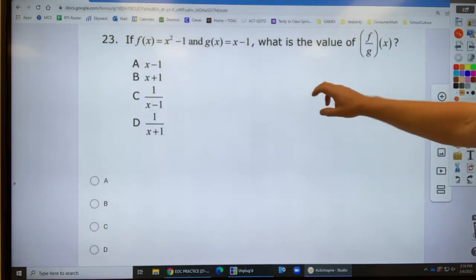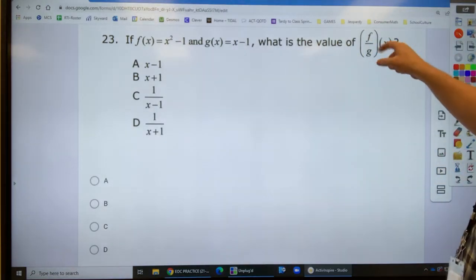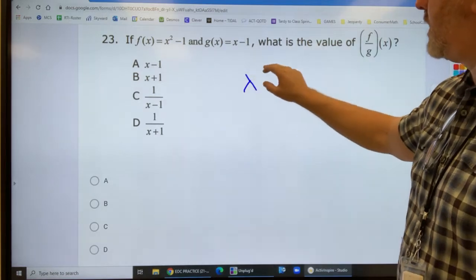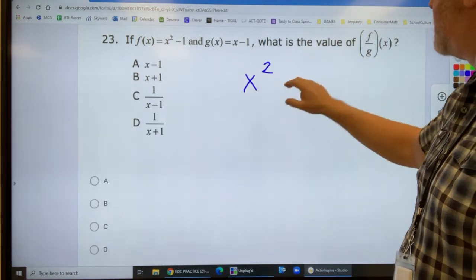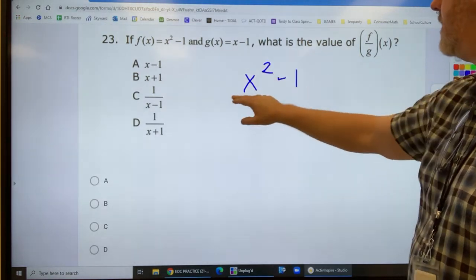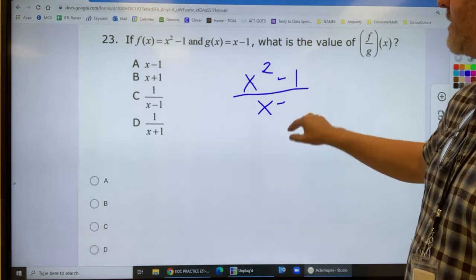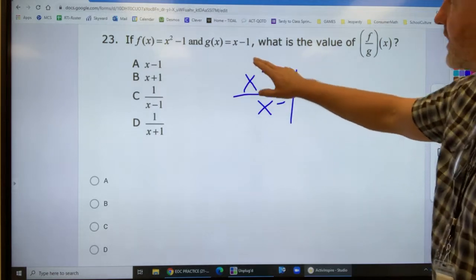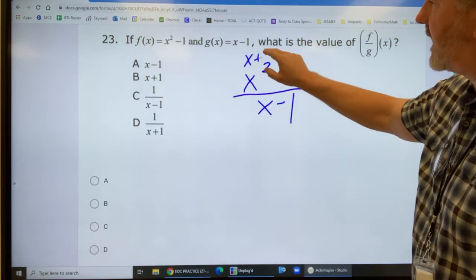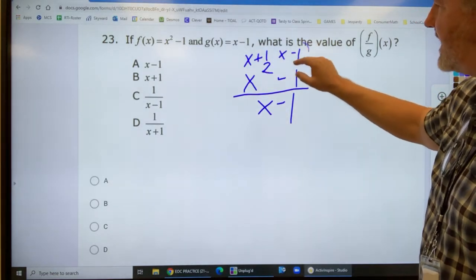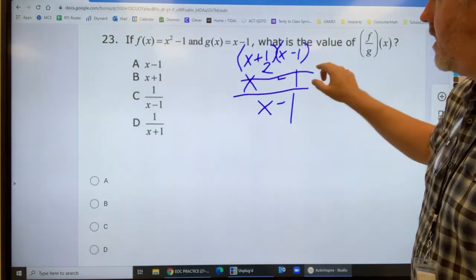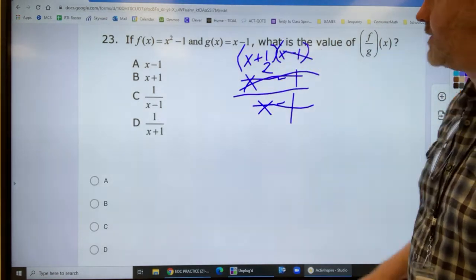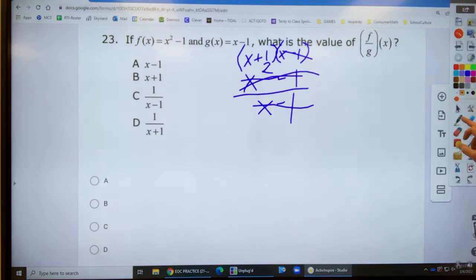Okay, this is very similar. It's just saying, okay, we're going to basically just divide these functions, I should say. And I can factor this as x plus 1, x minus 1, because that's the difference of squares. And then the x minus 1's cancel, and my answer ends up being B.